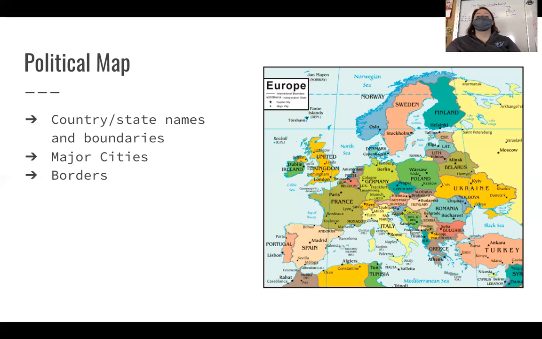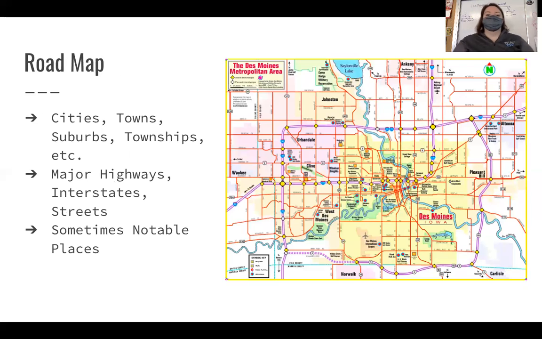All right, and last but not least, we have a roadmap. Now, a roadmap is kind of a combination of the political map and a physical map. Roadmaps are the most uncommon of the three. However, I'm sure that you've seen one at least one time in your life. What I want you to think of is one of those big maps that you get at like a gas station or a truck stop, okay?